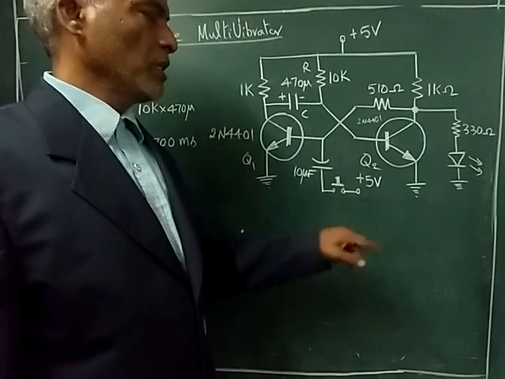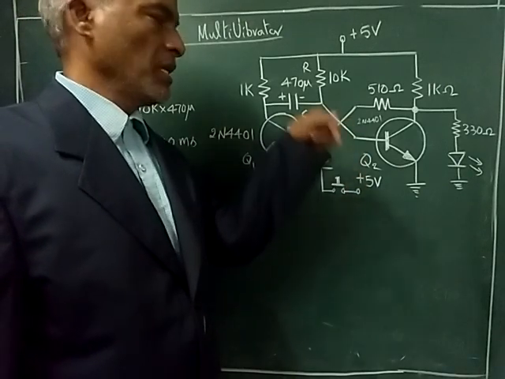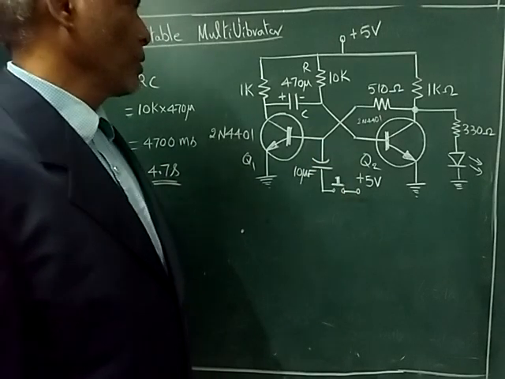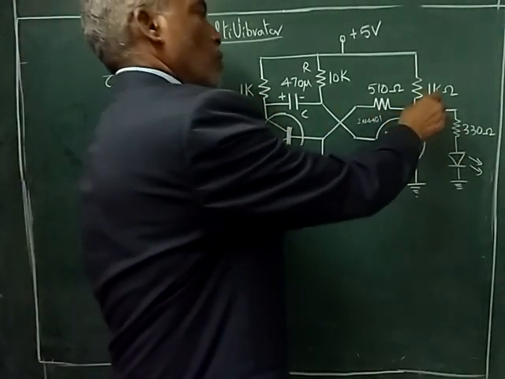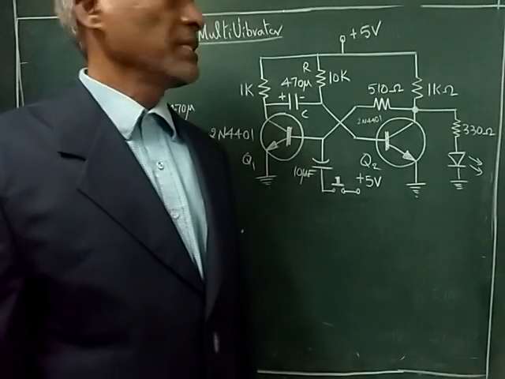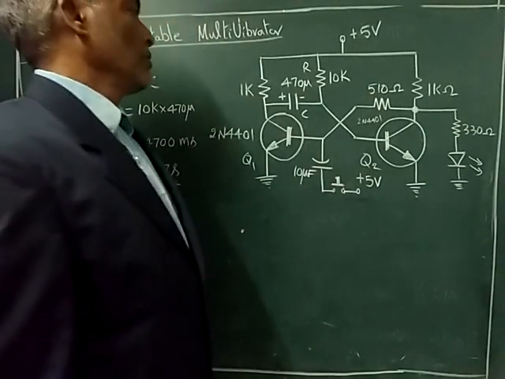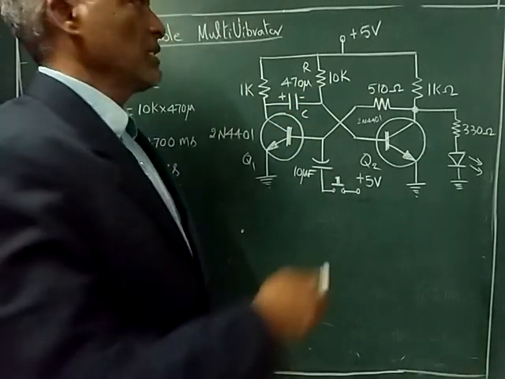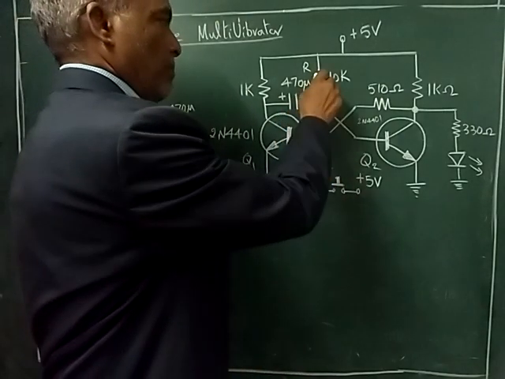Here is a push button switch, just one pulse. You press it and release it. The trigger pulse will trigger the transistor Q1. This 1K and 1K is the collector resistance of the transistor. The important components here for charging or discharging is this R and C.